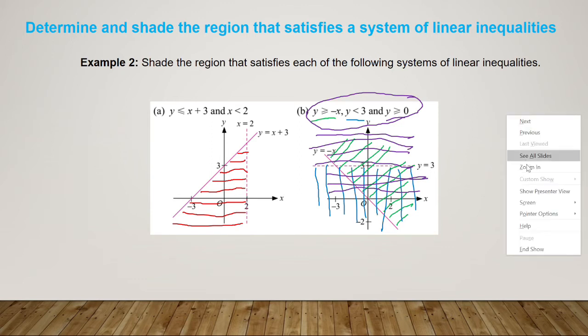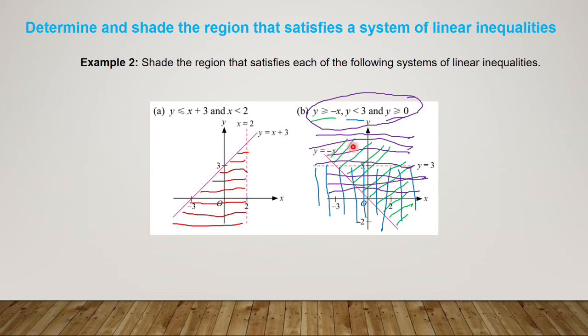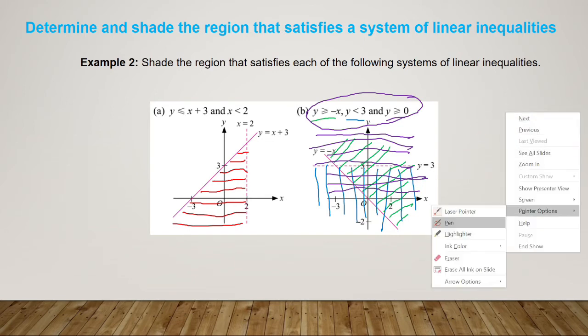If you look at the region that is shaded twice like this, it is not the answer. You have to look at the region that is shaded by all 3 colors, which is green, blue, and also purple. Can you identify it? Okay, I erase everything first. I erase all the ink.